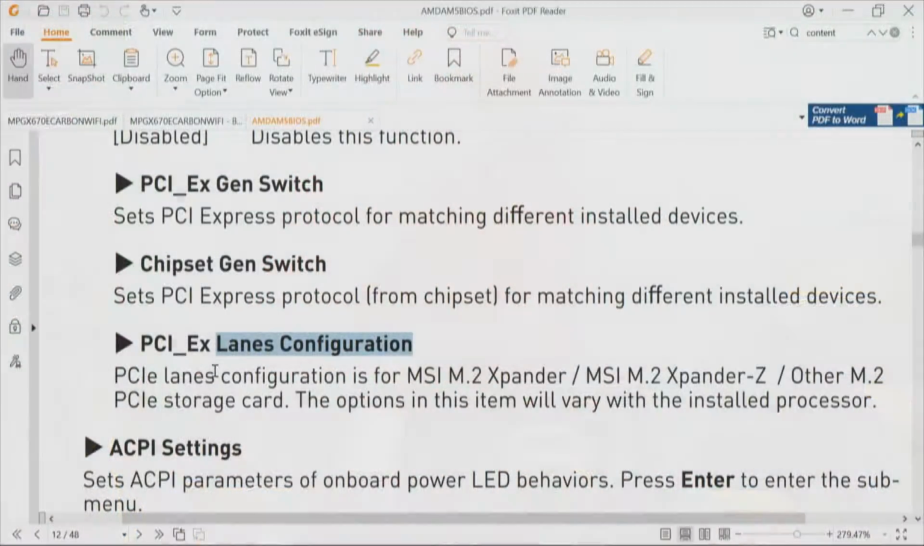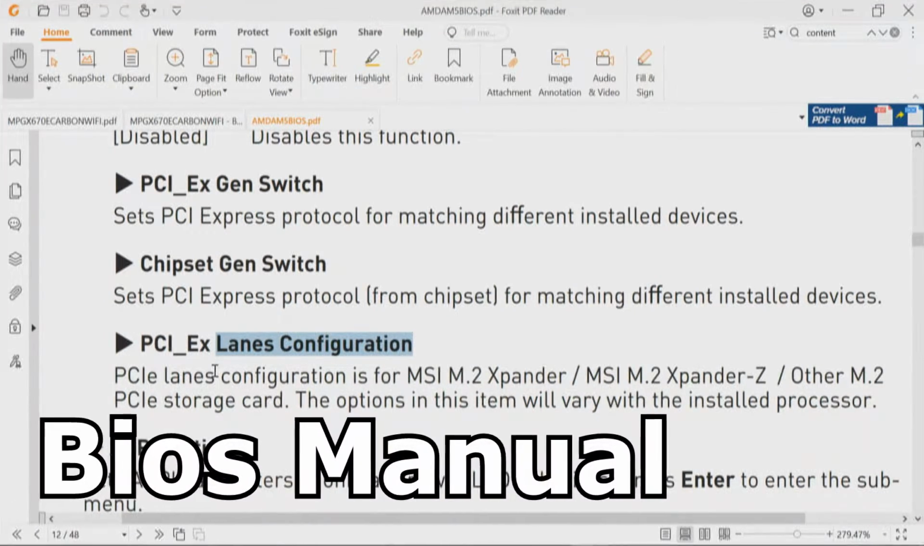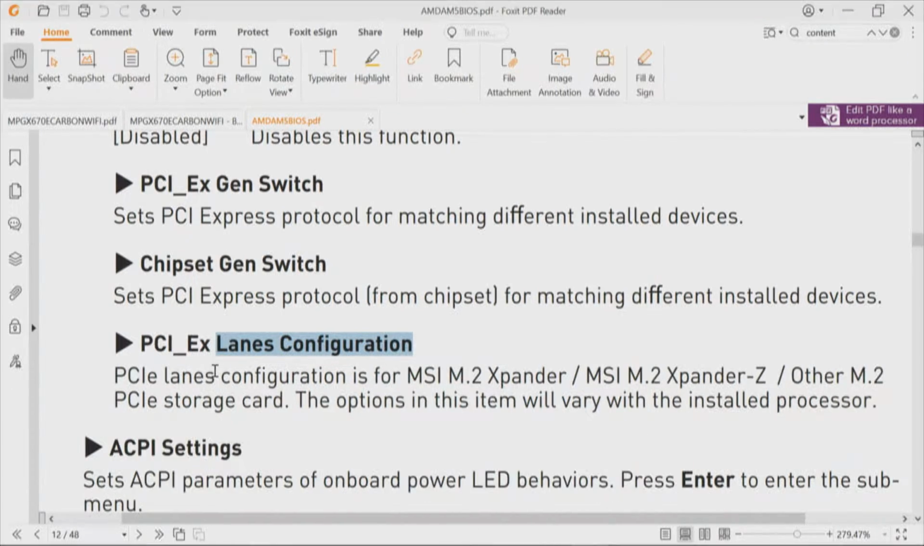Now, the next point. Okay, we're looking for bifurcation so we can bifurcate a slot. And what we're looking for in the motherboard manual is lanes configuration. And the setting is PCI_EX lanes configuration. And to reiterate, PCI lanes configuration is for the MSI Expander, Expander Z, and other M.2 storage cards. And I want to emphasize the point that this should be for anything that's PCI Express 4.0 or PCI Express 3.0. But I wouldn't do this with PCI Express 5 unless the slot had the redrivers for PCI Express 5 to give that signal the power it's going to need to get out. So even though you can do bifurcation on either one of those 2 slots of the CPU, just be mindful of that. I'd be careful.